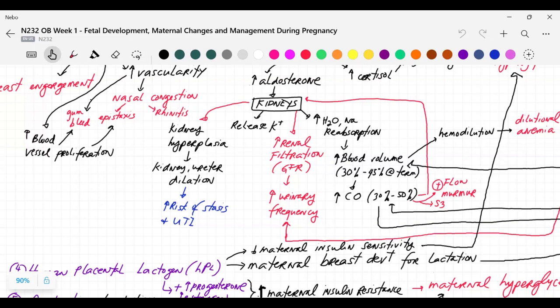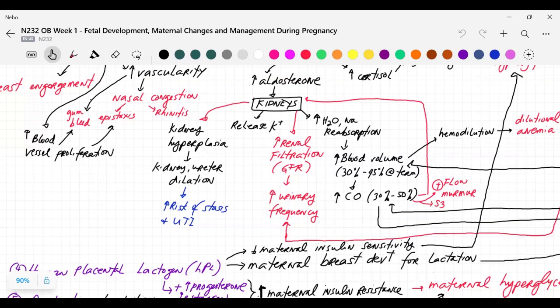What is normal blood volume? How much blood do we have? How many liters of blood do we have? Yeah, 5 to 7 liters, right? So then you increase that by almost half, right? So it increases the cardiac output 30 to 50%. Okay, so you get another 2 to 3 liters of blood, right? So then that creates a little bit more hard work for the heart of the mom.